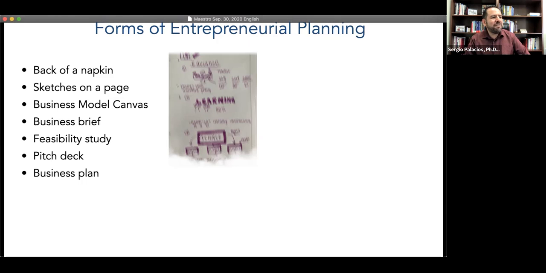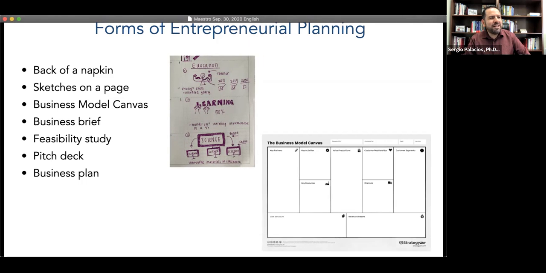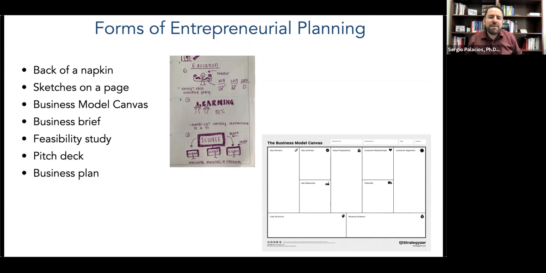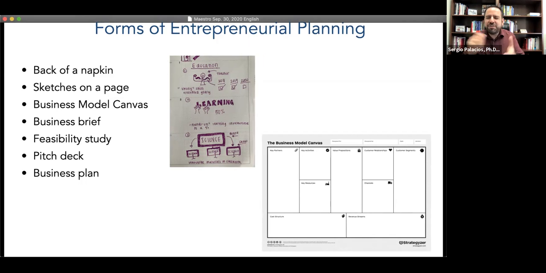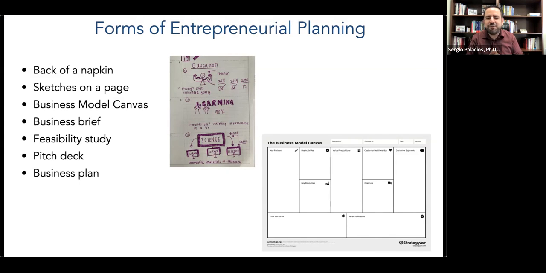The first one is the back of a napkin. I'd like to thank Azucena Rangel, one of my students, for providing this image. This is called a napkin sketch. We also have typical sketches on a page, which are just drawings of your ideas. What is it that you're planning to do? The reason why these are really valuable is because, first, they are very inexpensive. So you can show them to your potential customers, and they can see what you're planning to do.